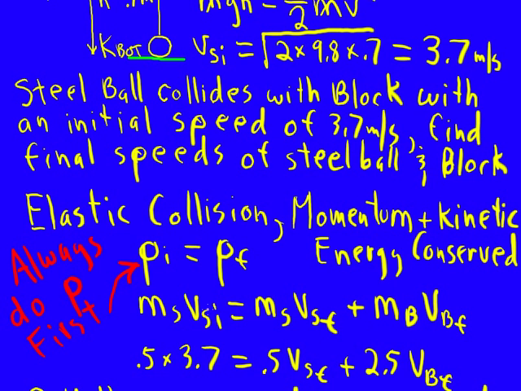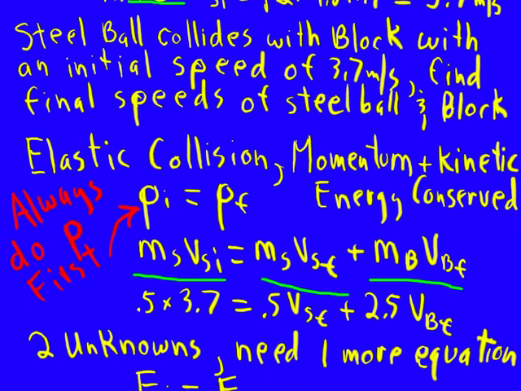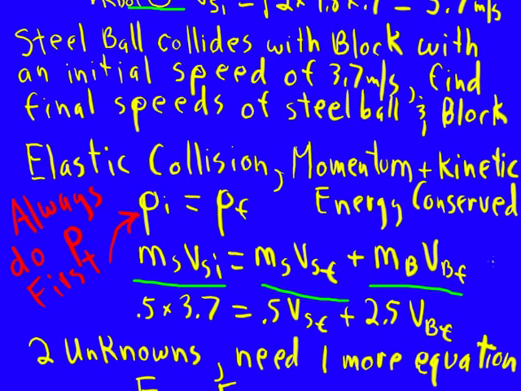The initial momentum is all in the steel ball. The block is not moving initially, and the final momentum is shared by them, so it's the mass of each times their unknown velocity. If we substitute in our masses and our known initial velocity of the steel ball, we get an equation with two unknowns: V steel ball final and V block final.